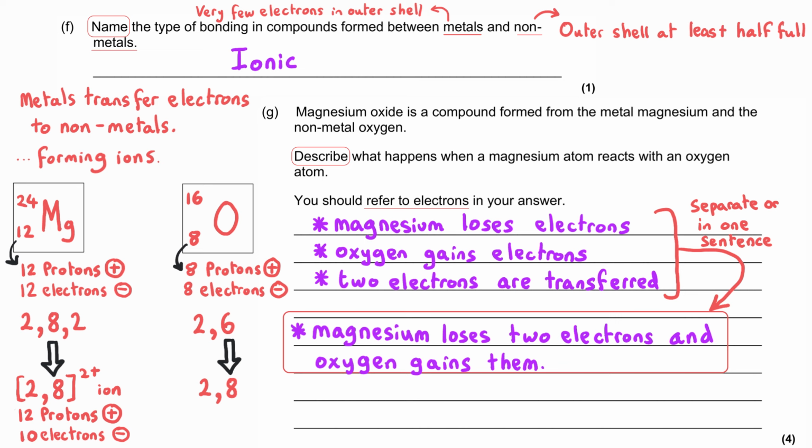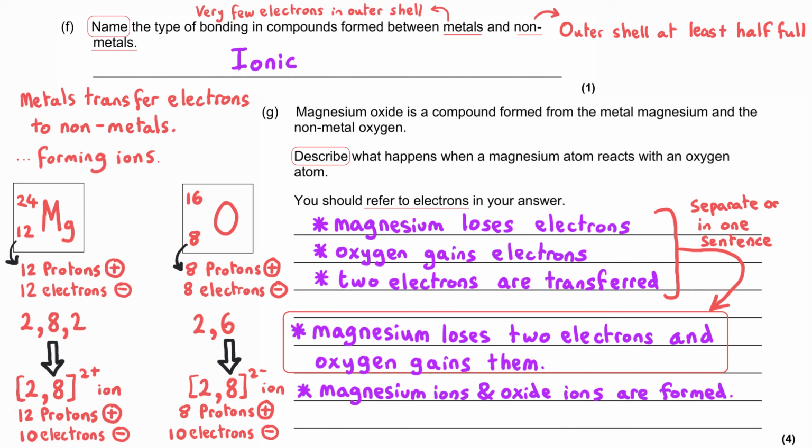And then in the same way, the oxygen has got 8 protons and 8 electrons when it's an atom. Once it's gained those 2 electrons, it's still got 8 protons, but it's now got 10 electrons. And so this gives the oxygen an overall charge of -2. And once we've got atoms that have lost electrons or gained electrons, they actually aren't atoms anymore. They become ions. And so for our 4th mark here, we could say that we form magnesium ions and oxide ions. Or we could actually say what the charges are.